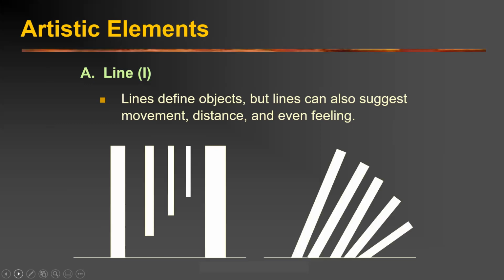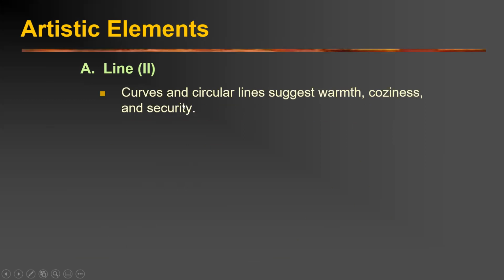So let's say we have this. So slanting lines usually portray movement. And then straight lines, vertical lines portray strength, portray distance, and so on. Okay. Next, curved lines and circular lines suggest warmth, coziness, and security. Kaya nga, madalas pagka mga mother figure, family figures, it is portrayed in a circular curved lines background.